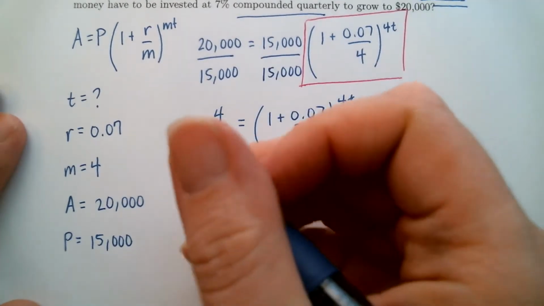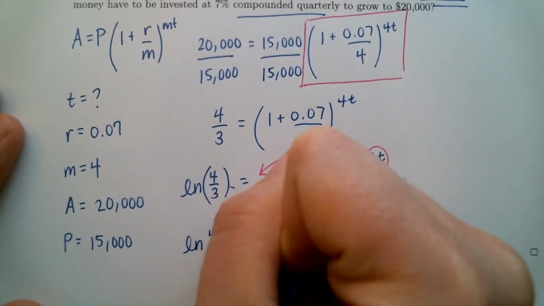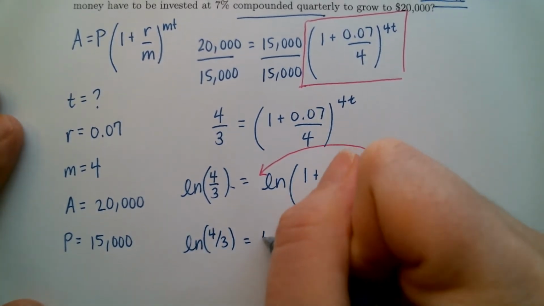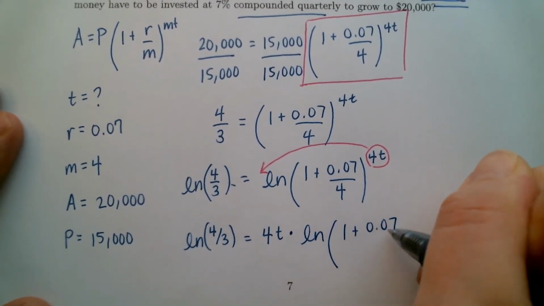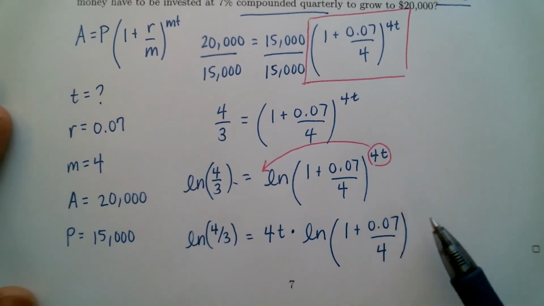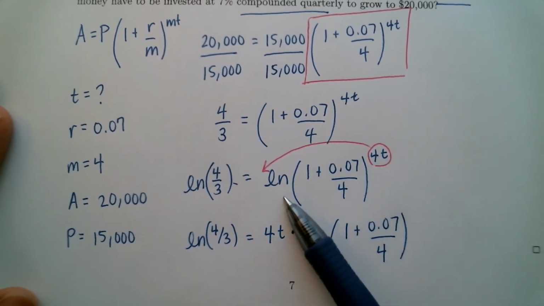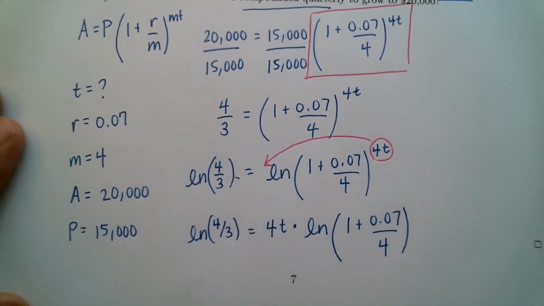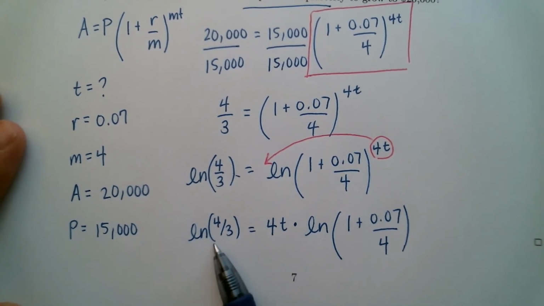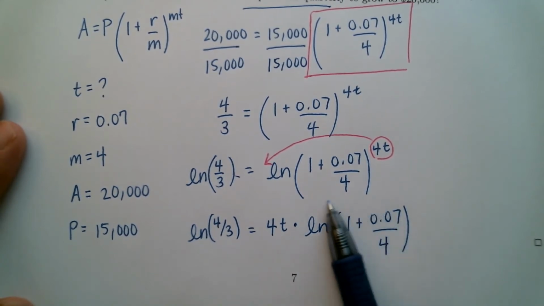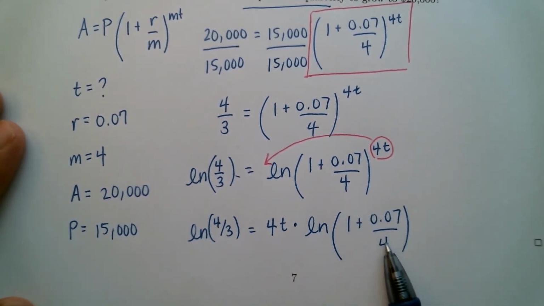So in the next step, we're going to have natural log of 4/3 is equal to 4t times the natural log of 1 plus 0.07 divided by 4. And you don't rewrite the exponent because it has moved down in front. All right, so now this is going to be some messy decimal. Again, this side is no longer 4/3. It's the natural log of 4/3, which turns it into a nasty decimal. This quantity, the natural log of 1 plus 0.07 divided by 4, is also an ugly decimal.